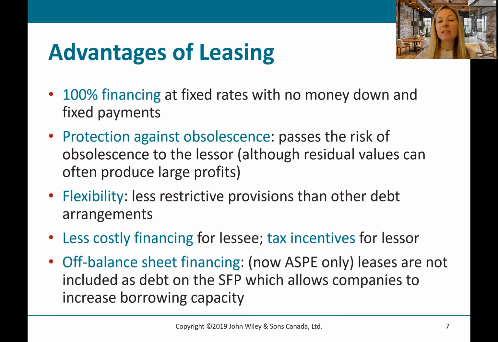Flexibility: it often has less restrictive provisions than other debt agreements. It's less costly financing for the lessee, and there are tax incentives for the lessor. And in ASPE specifically, so not in IFRS, but in ASPE, there is the potential that it could be off balance sheet, meaning that you'd only see the P&L impact and there's nothing sitting on the balance sheet to impact any of the ratios.